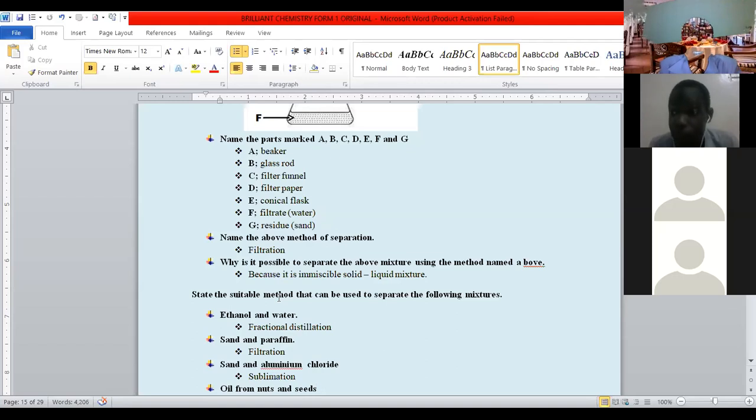Complicated. So what you have to know when you hear the words nut and seed, what should come to your mind is this name: solvent extraction. They can also ask you how to obtain paraffin from crude oil. Paraffin from crude oil, who can tell us the answer?